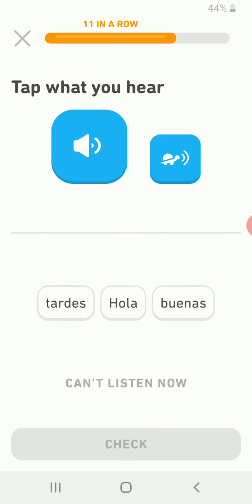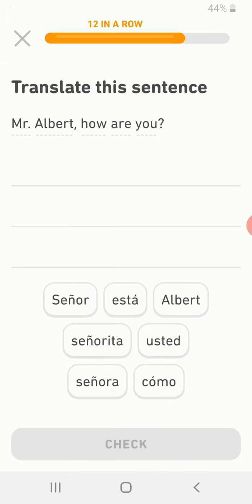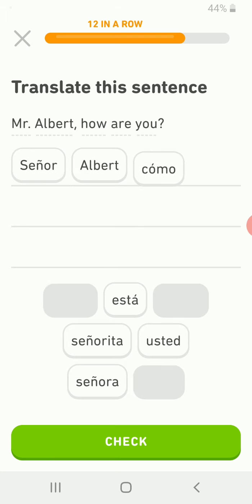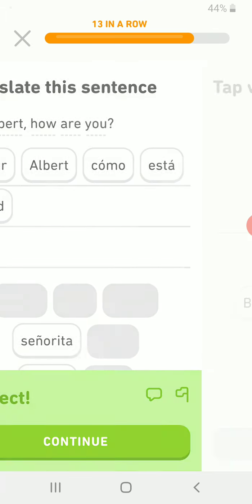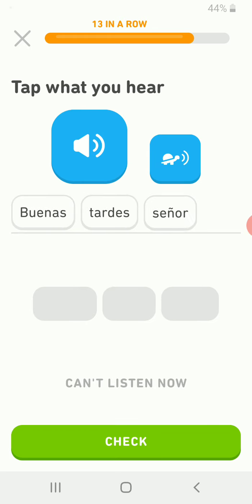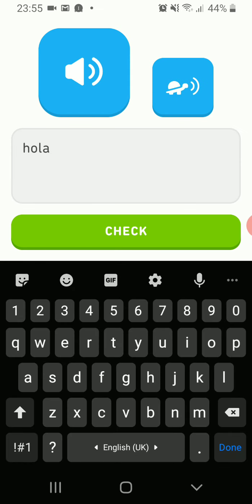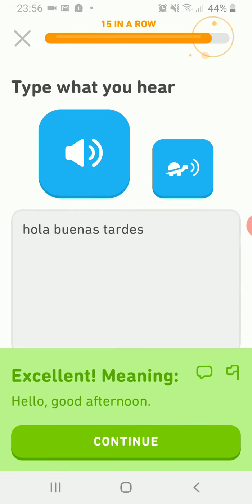Usted. Hola, buenas tardes. Tardes. Good evening or good afternoon. Mr. Albert, how are you? Señor Albert, ¿cómo está usted? Usted. Buenas tardes, señor. Señor. Hola, buenas tardes. So, hola. Buenas tardes, was it? Yes. Buenas tardes.